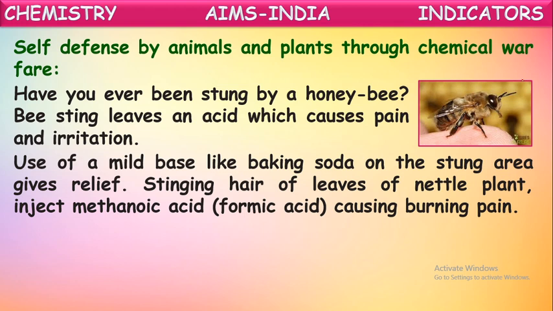Stinging hair of leaves of the nettle plant injects methanoic acid or formic acid, causing burning pain. Yes, some leaves also release this formic acid. We get immediate pain or irritation with those nettle plants. Then also we can apply baking soda, which is a mild, lightly basic substance. It reacts with the formic acid or methanoic acid to neutralize it, so that we get relief from that pain and irritation.